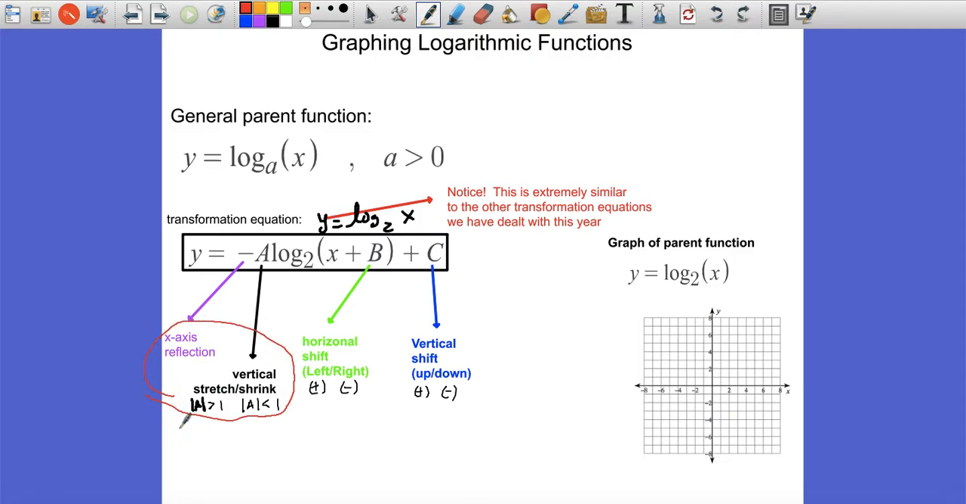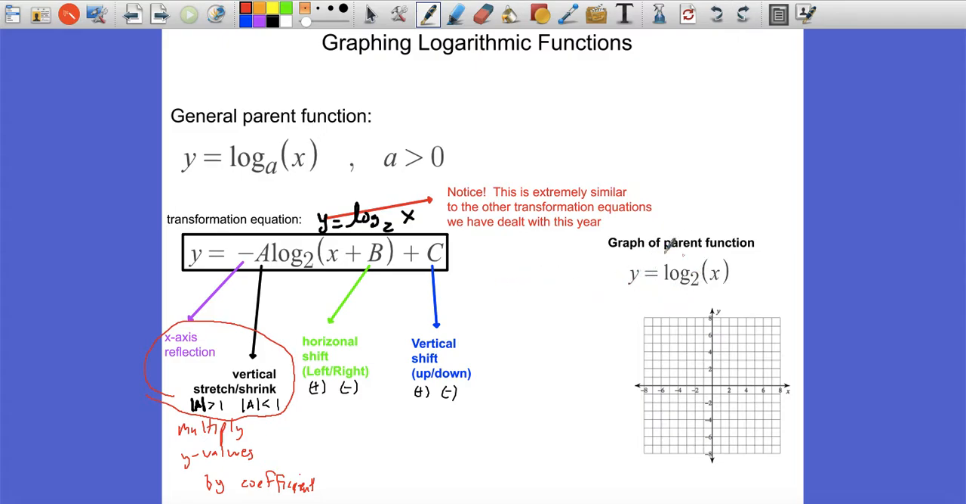And just a quick reminder, the way that we handle the a value is by multiplying our y values by whatever that coefficient is. So if it's negative, you multiply by negative whatever. That's what you multiply by.